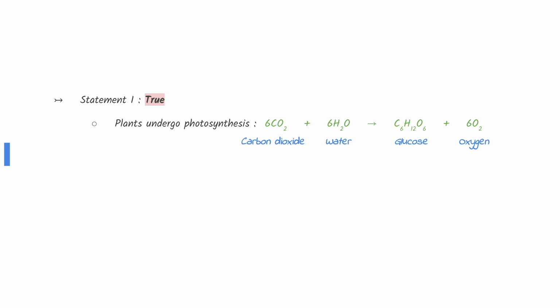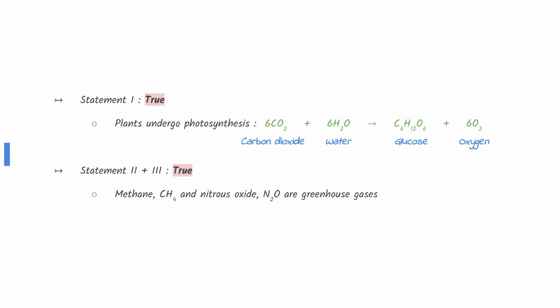Statement 1 is true. Plants undergo photosynthesis, which reduces the carbon dioxide in the air by combining it with water to make glucose and oxygen. But loss of forests means that the carbon dioxide in the air would not be reduced as much. Statements 2 and 3 are also true. Methane and nitrous oxide are greenhouse gases which contribute to global warming. Note that carbon dioxide, methane, nitrous oxide, and water vapor are the main greenhouse gases, so be sure to remember them.